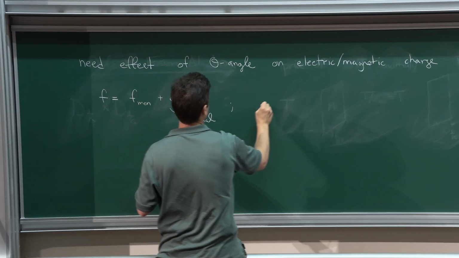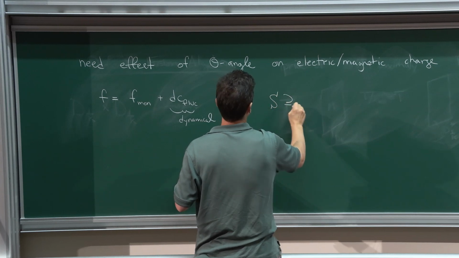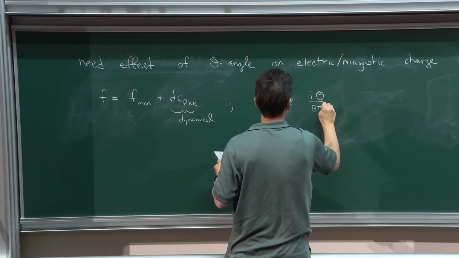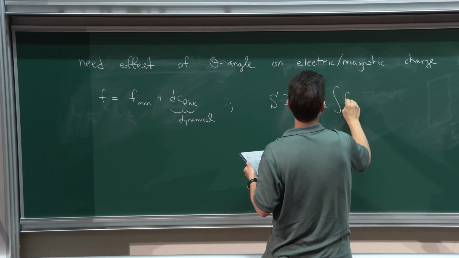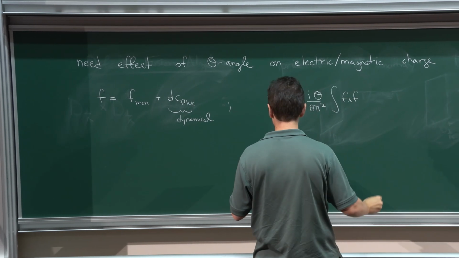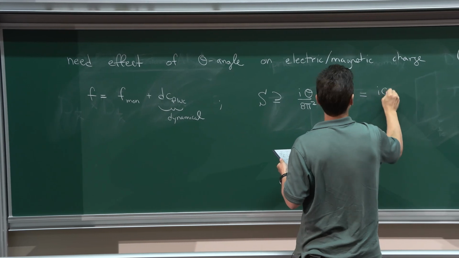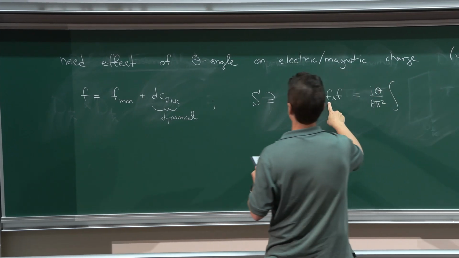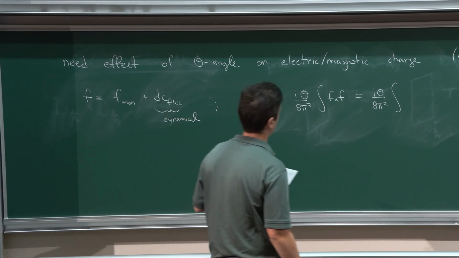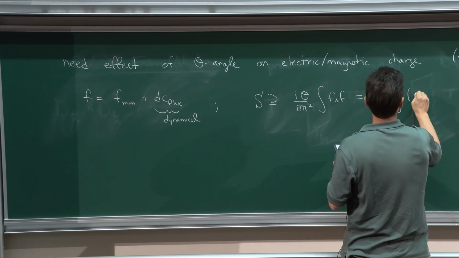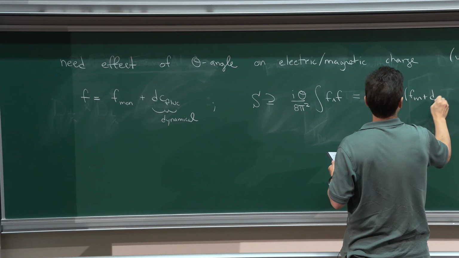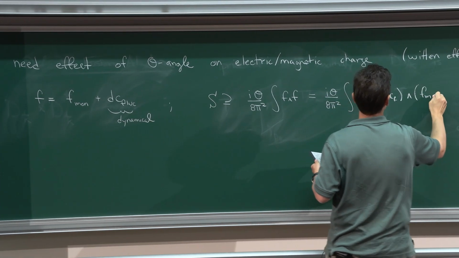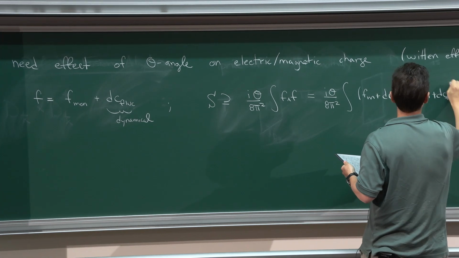Now let's impose that the action S contains a theta term. So it contains i theta over 8 pi squared integral F wedge F. So now we just take this thing and we plug this formula in here: F monopole plus dc fluctuating.